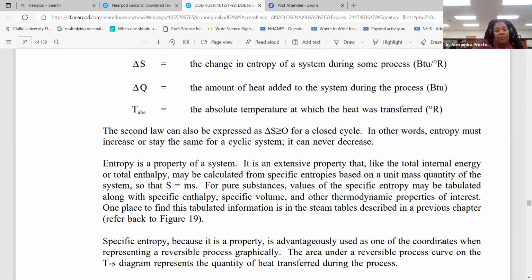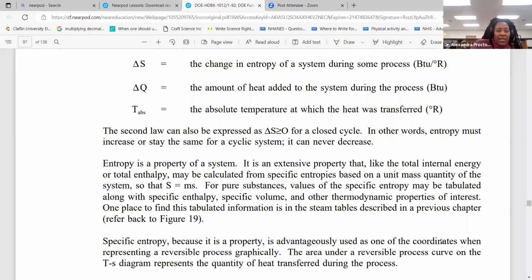Entropy is a property of a system, and it's an extensive property like internal energy or total entropy. It can be calculated from specific entropies based on the unit mass quantity of the system. So S is equal to M times s. And for pure substances, values of specific entropy are tabulated along with specific enthalpy, specific volume, and other thermodynamic properties. So what you saw earlier in the lecture is that they had tables with S, and they had tables with H. So these values have been tabulated for pure substances.